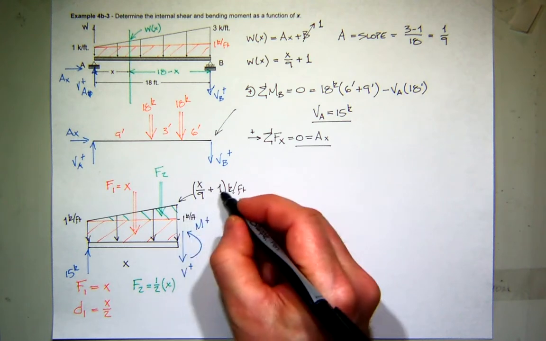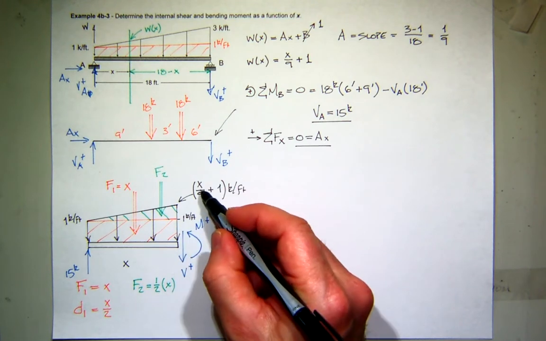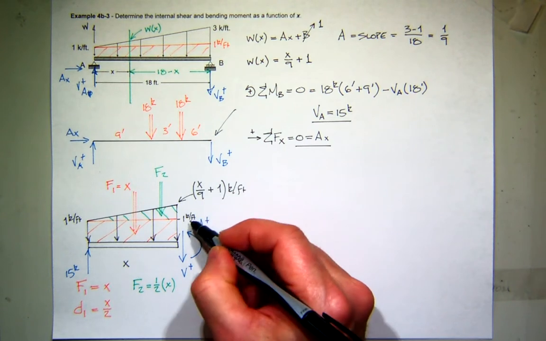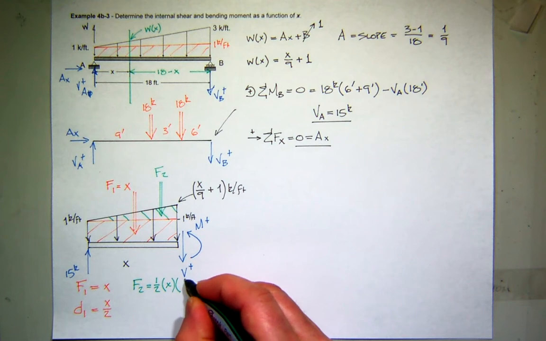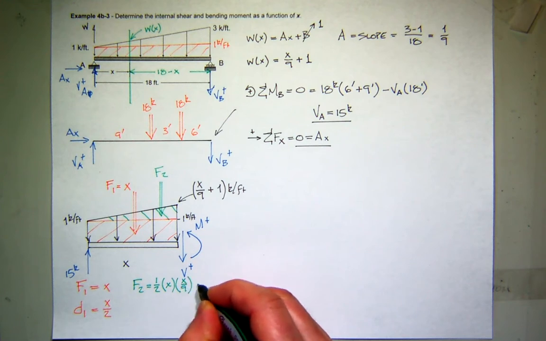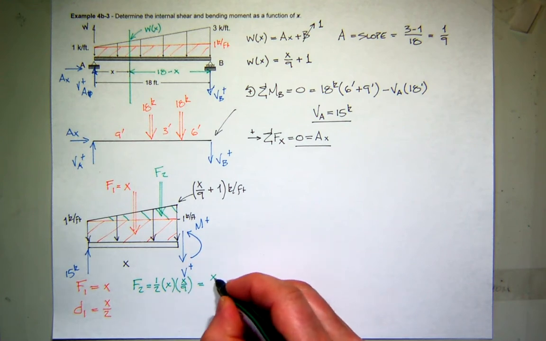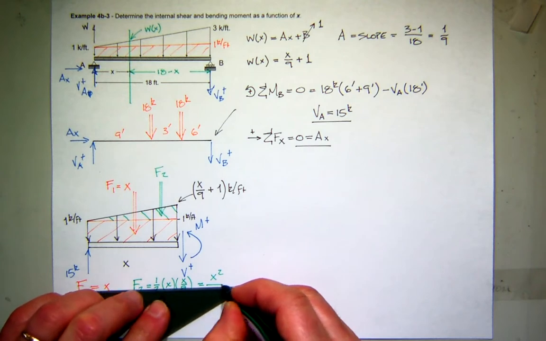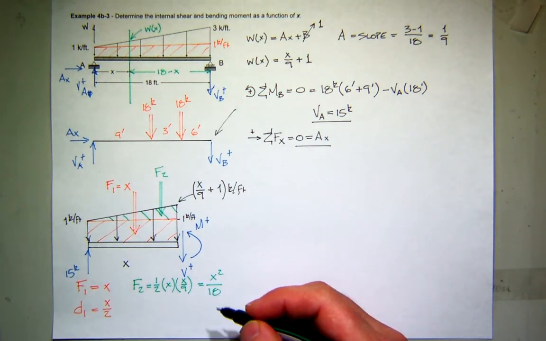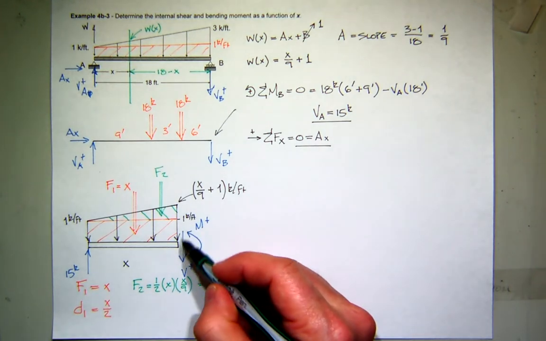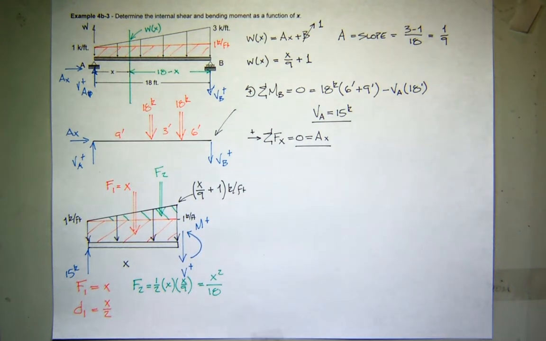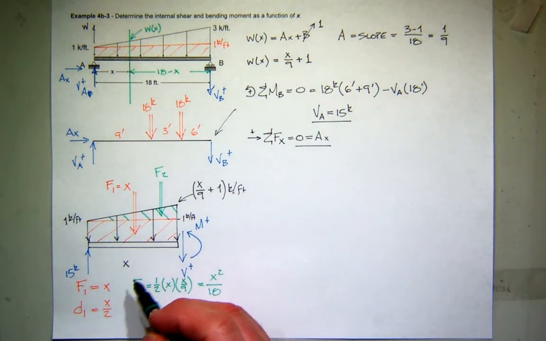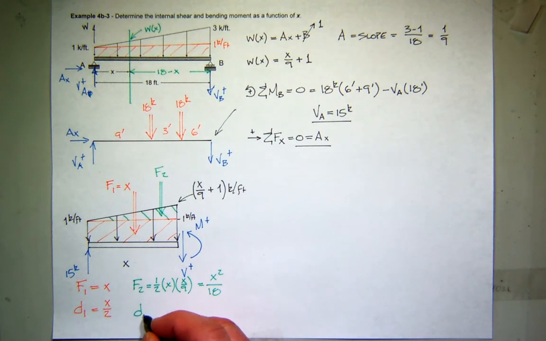So the difference would be this minus 1, and x over 9 plus 1 minus 1 is x over 9. So that means my height is x over 9. And if you do that calculation, you get x squared over 18. And the distance from the cut, we're going to sum our moments, to that force is what? It's 1/3 the distance. The distance is x. So I'll say d2 will be x over 3.